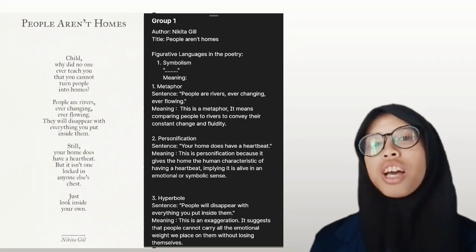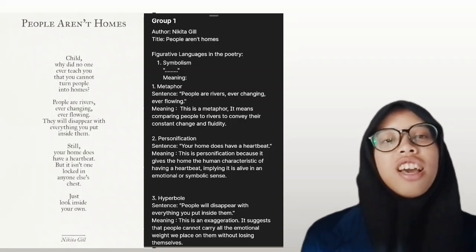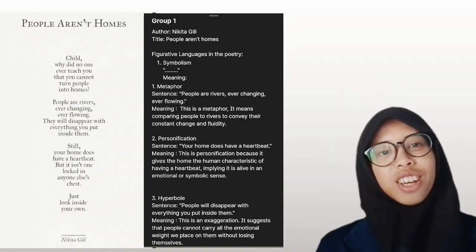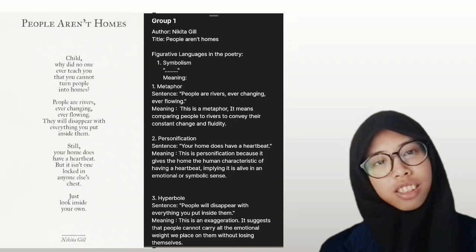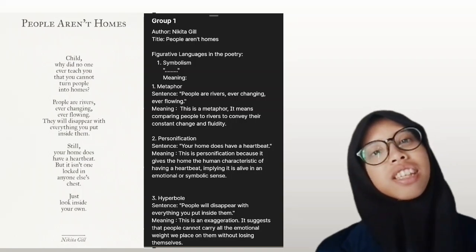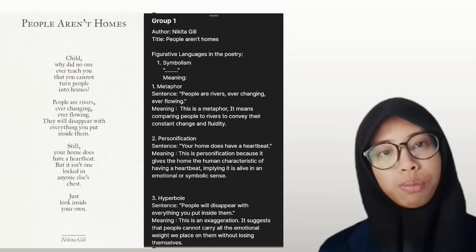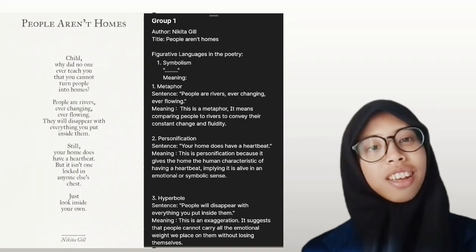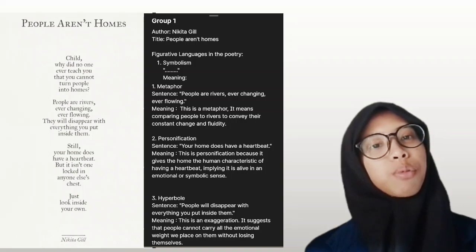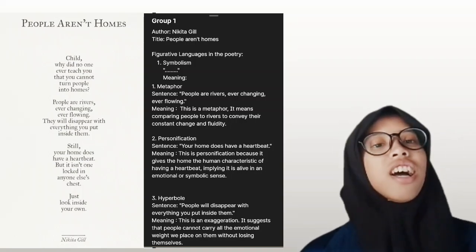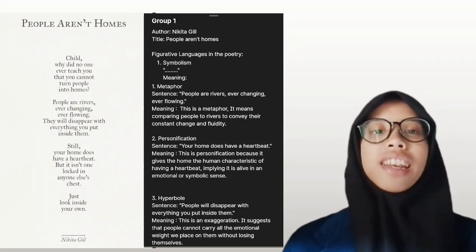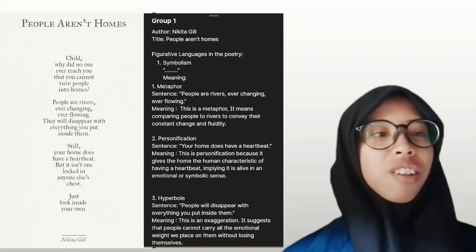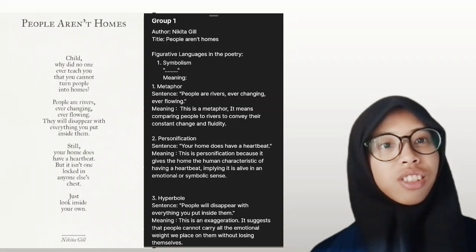But I just want to add some correction, because I find there is some symbolism in there. Do you know which one is symbolism? The example is the title itself, "People Aren't Home." That home symbolizes something that comforts us, just like home, yeah? This poetry wants us to understand that we don't have to always depend on people because they aren't home. They're like a river that changes.